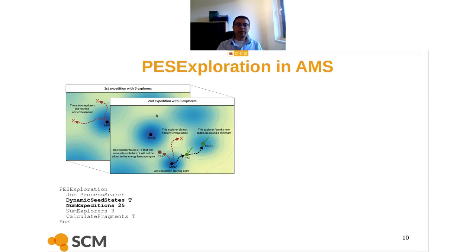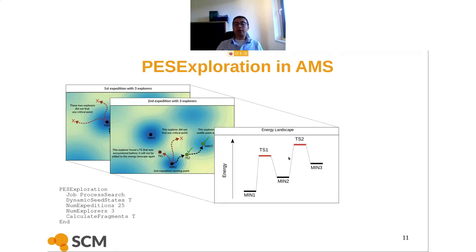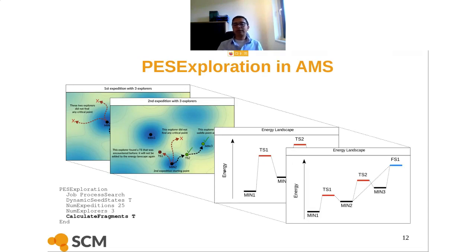So this loop is repeated up to the total number of expeditions. So here, these 3 explorers tried again. Only one of them succeeded and found another local minimum connected with the transition state. So, for example, with this information, now we are able to construct these kinds of diagrams, what we call the energy landscape diagrams, where we represent in black the local minima and in red the transition states, 2 for this case.